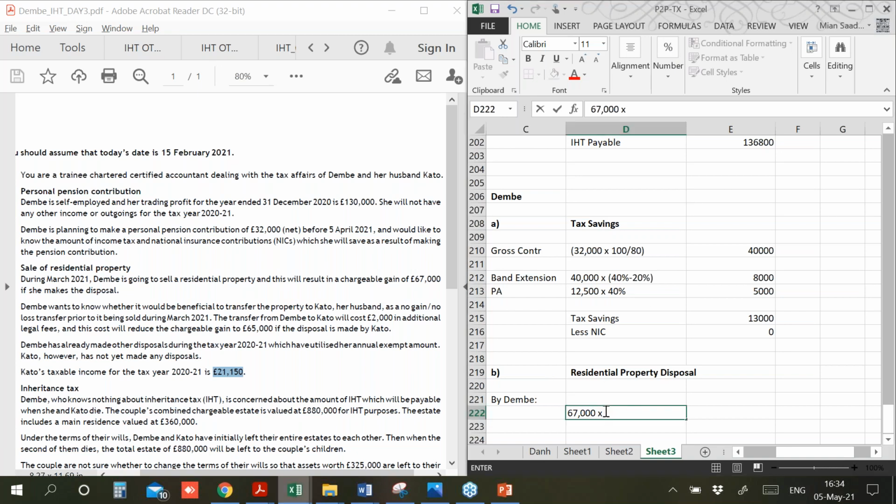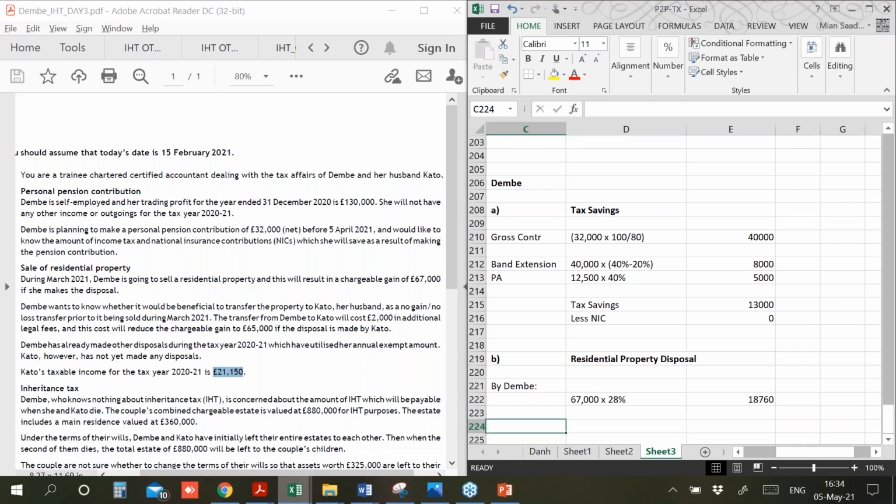If it had been anything else, then the rate would have been 20% rather than 28%. So for Dembe, I can quickly calculate that it's 67,000 times 0.28. The tax would have been 18,760. The calculation was pretty straightforward, reason being we knew that there is no annual exemption amount available and she's a higher rate band payer. So the calculation is simple for Dembe.